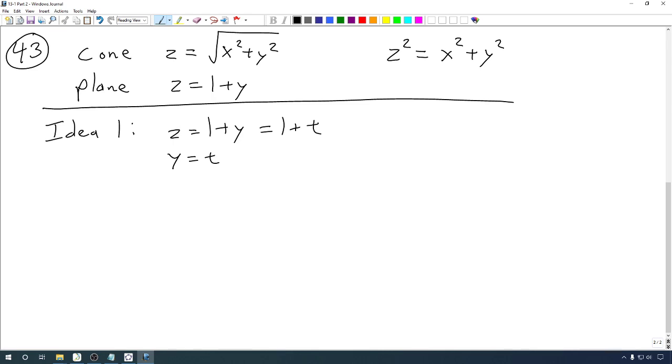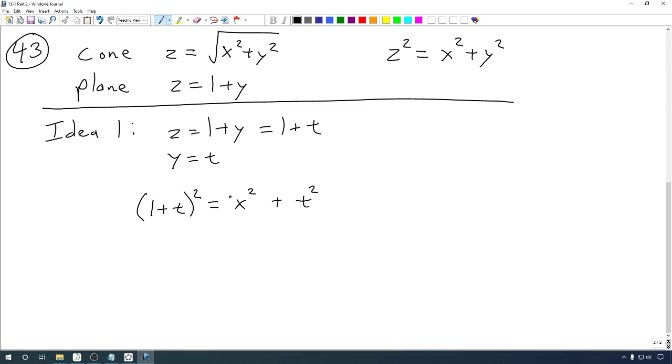Unfortunately, x is going to be a little bit more complicated, because the only way we're going to get at x is by using the equation z squared equals x squared plus y squared. And we're going to replace y and z with the equations that we have for y and z. So z is 1 plus t. We'll leave the x alone, but we're going to have to solve for it eventually. And then y is just t. So here we do have an equation for x and t.